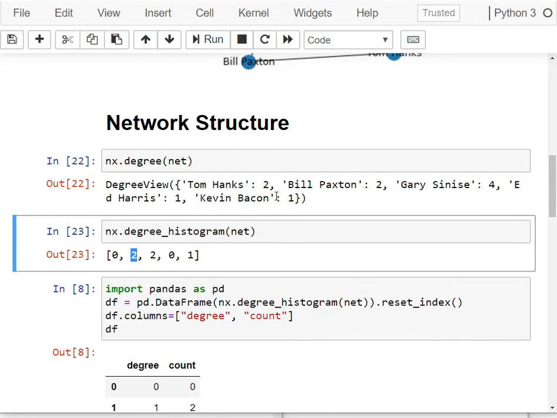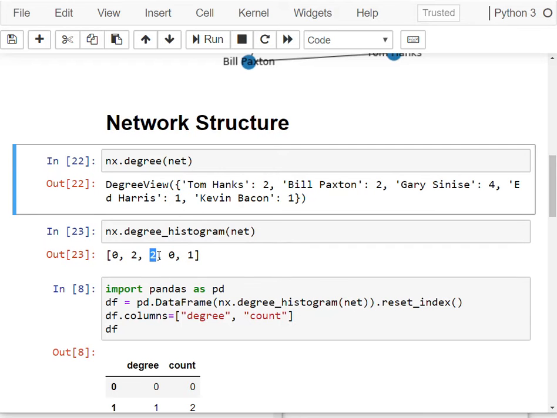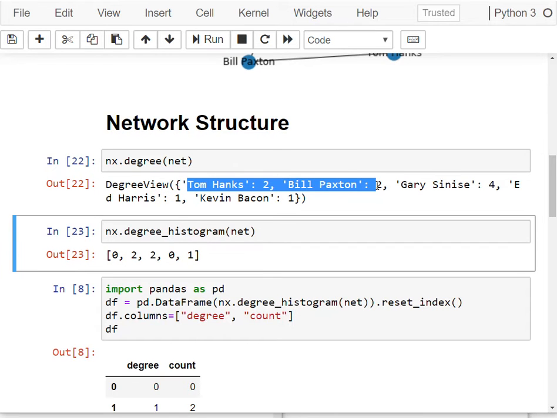There are 2 nodes of degree 1, basically Kevin Bacon and Ed Harris here. 2 nodes of degree 2, Tom Hanks and Bill Paxton. 0 nodes of degree 3, and 1 node of degree 4. Now this degree histogram, you can think about as kind of the footprint of the network. This is an overall measurement of the structure of the network.